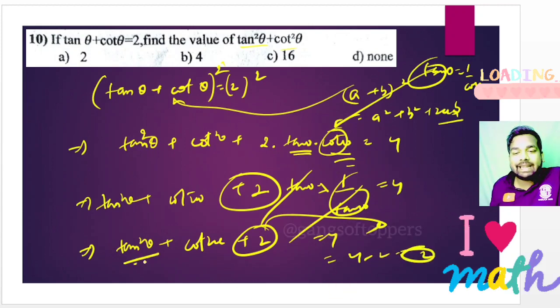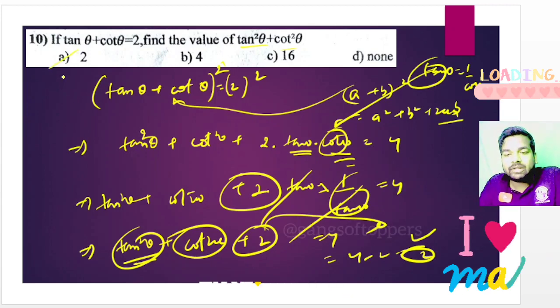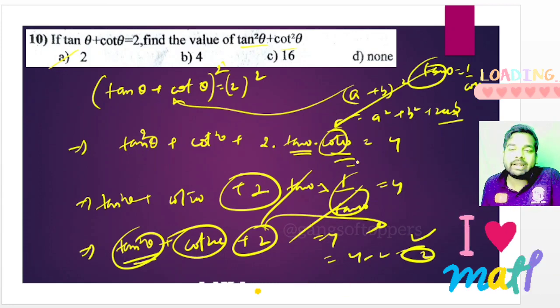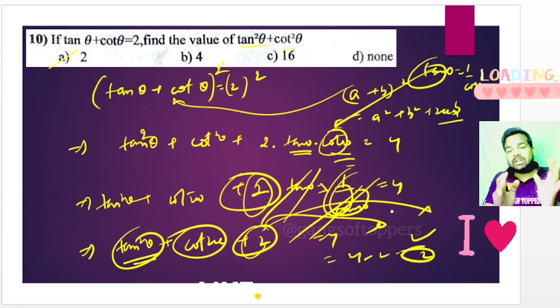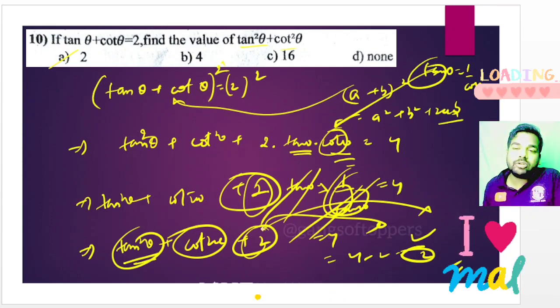So the answer for tan square theta plus cot square theta becomes 2. I think everybody is getting the concept. In this question, you just have to apply the formula of a plus b the whole square. And we apply that tan theta is equal to 1 by cot theta, so the tan theta and tan theta get cancelled. Here we get 2, and bringing the 2 to the other side it becomes 4 minus 2, which is 2.